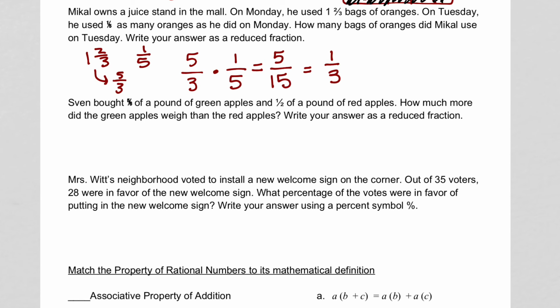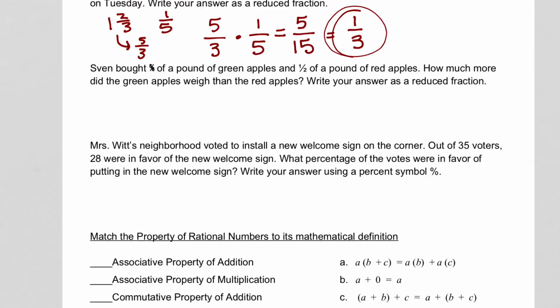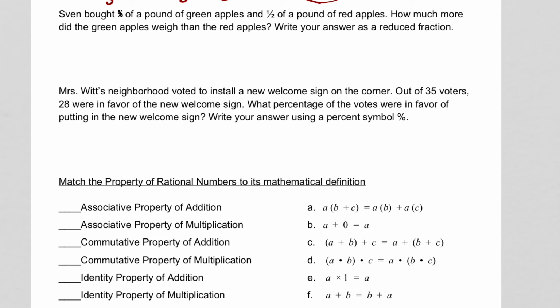1/3. So how many bags of oranges did he use on Tuesday? He used 1/3 of a bag. Next, Sven: it says 5/6. Okay, Sven bought 5/6 of a pound of green apples and 1/2 of a pound of red apples. How much more did the green apples weigh than the red apples?